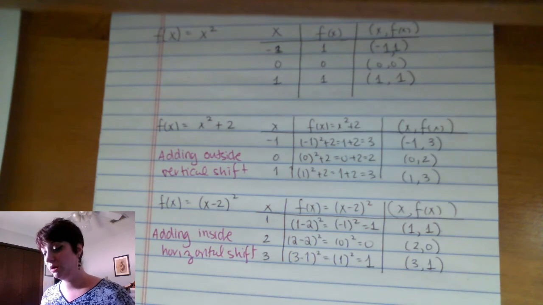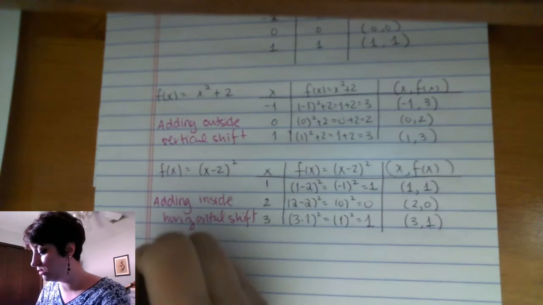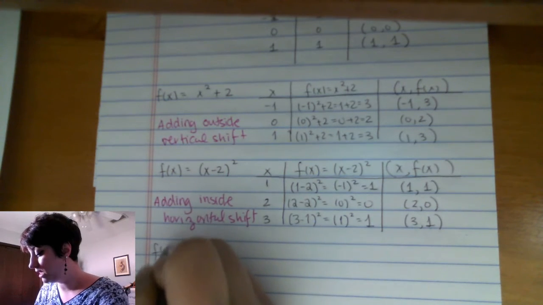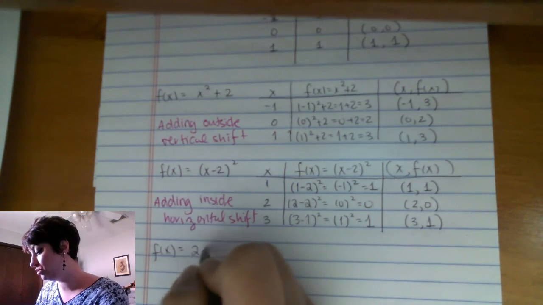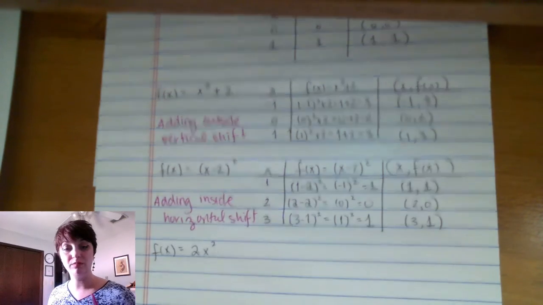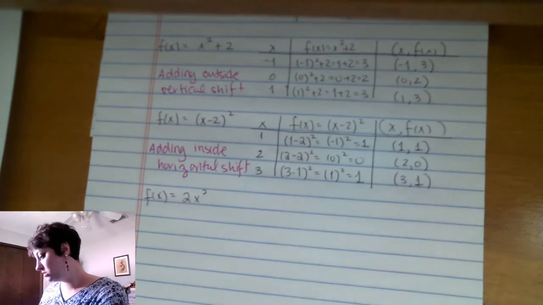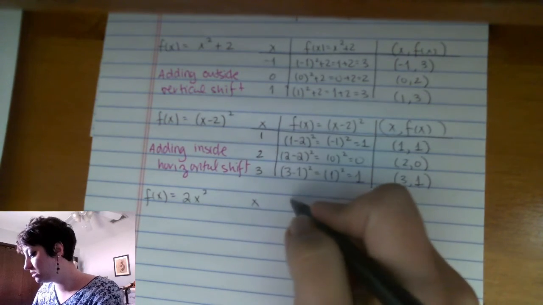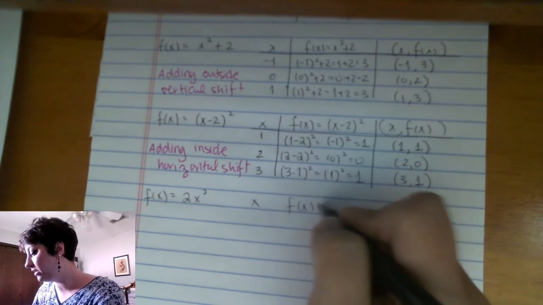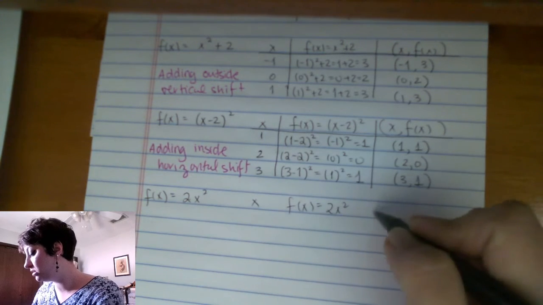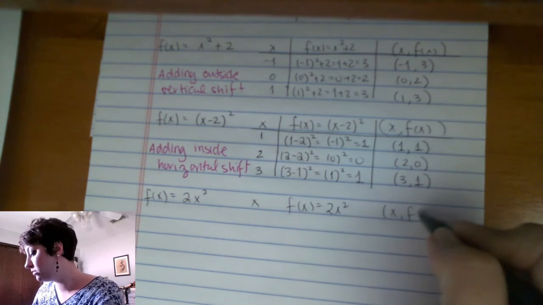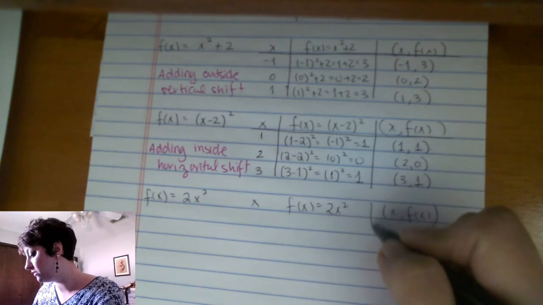Okay, let's do a stretch. So f of x is 2x squared. So this one I'm going to multiply. So f of x is 2x squared, graph f of x.